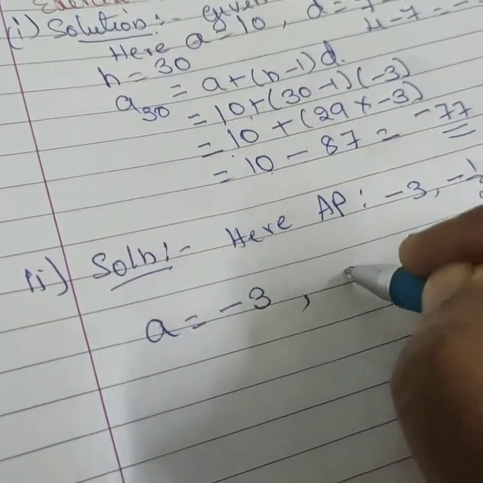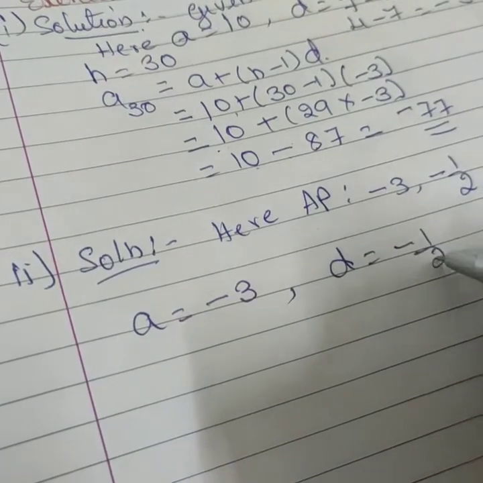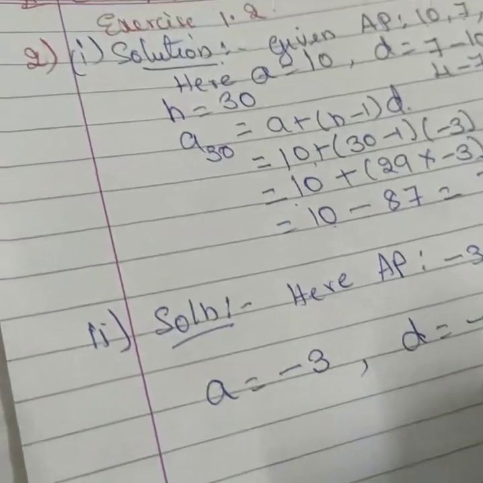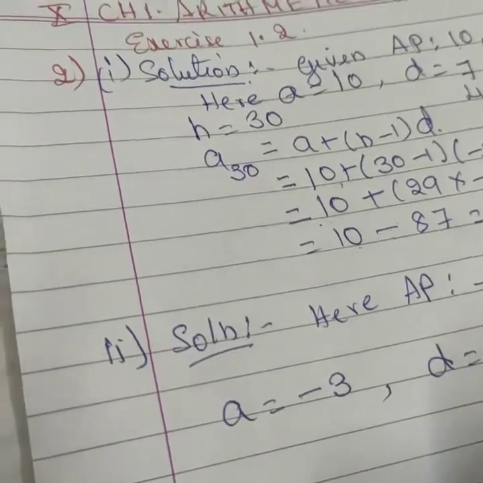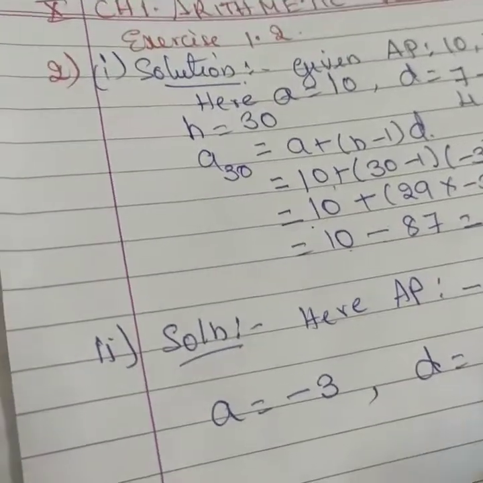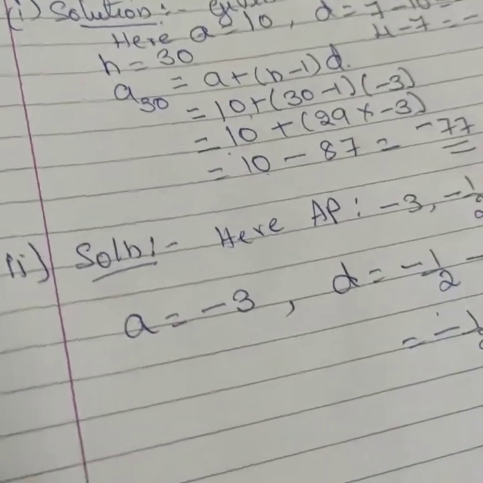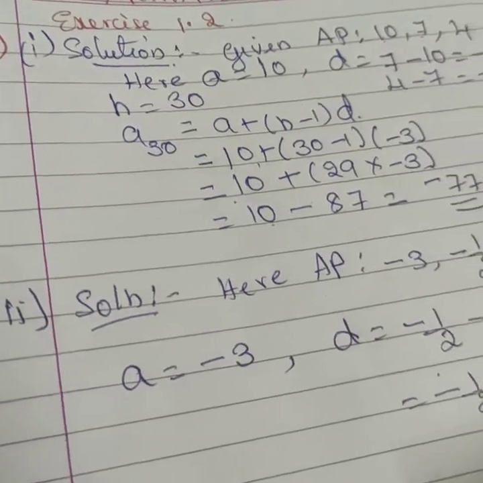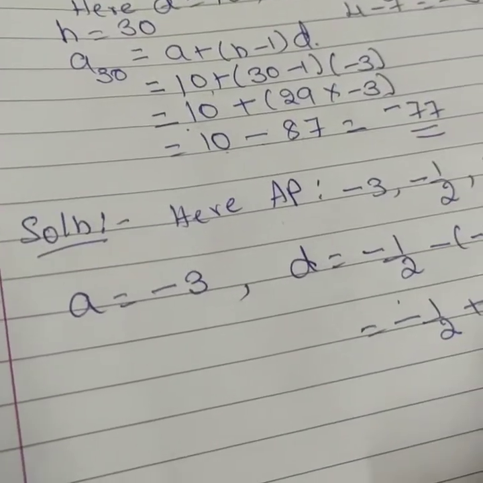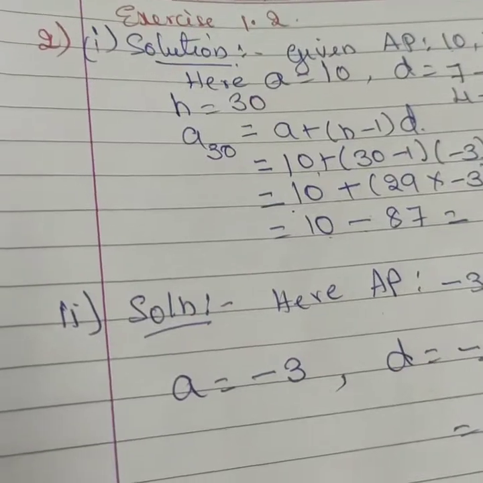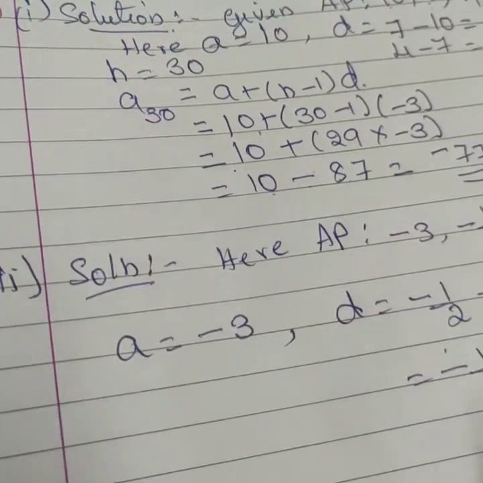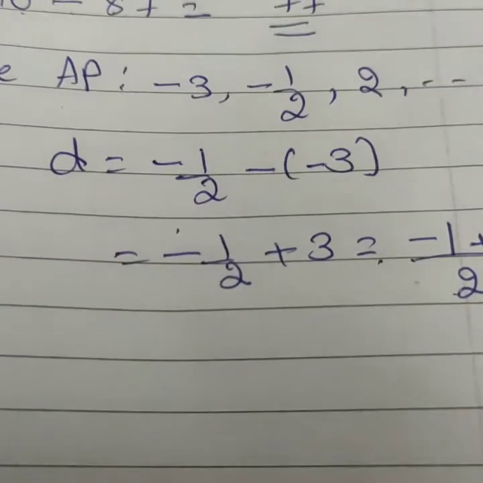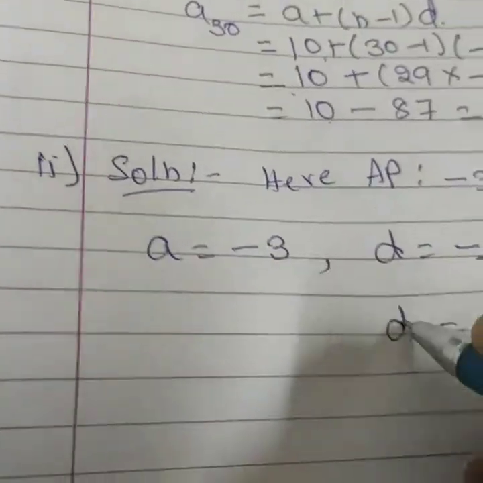And what is D? D is equal to minus 1 by 2 minus of minus 3. So you need to calculate here. This is minus 1 by 2, and minus into minus becomes plus 3. We have to find the common denominator, that is 2. So 2 ones are 2, 1 ones are minus 1, plus 1 twos are 2, 2 threes are 6. So you have 5 by 2. Can you see? Yes, your D here is 5 by 2.